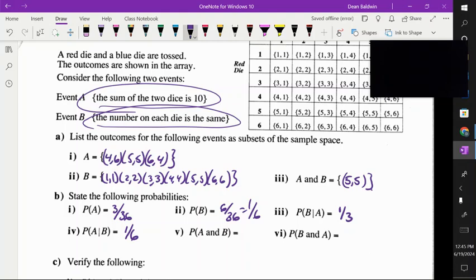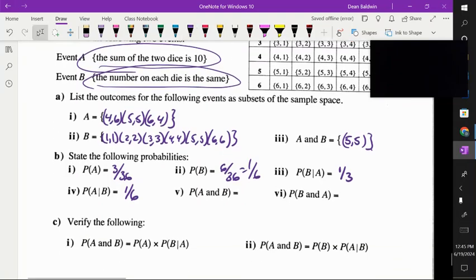What's the probability of A and B happening? Well, it's A and B. So which one of these is in here? There's only one of them, right? What are the total combinations? 36.